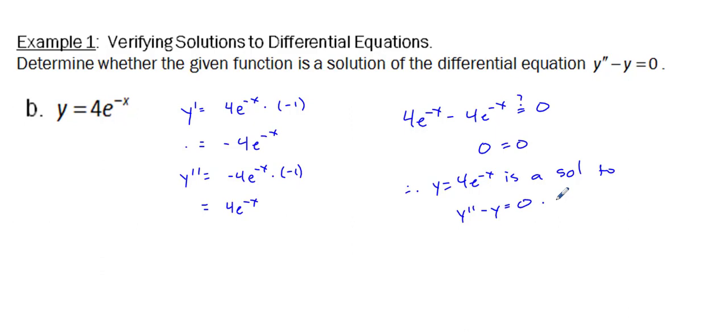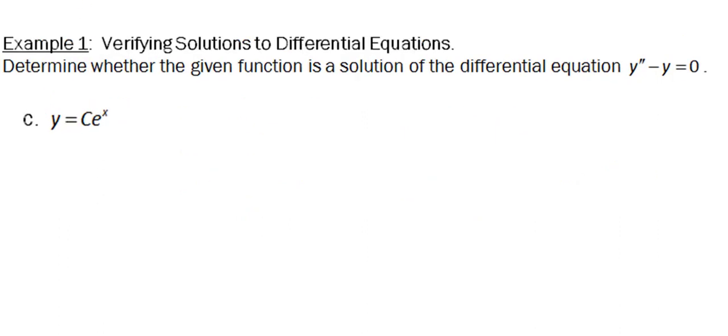How could they write this differently? They might say f of x, and then say f double prime of x minus f of x equals 0, and so forth, right? They might say d squared y over dx squared, and they'll say y equals this, okay? We just have to be familiar with the notation. Questions on this one? Pretty easy? All right, here's a new one.